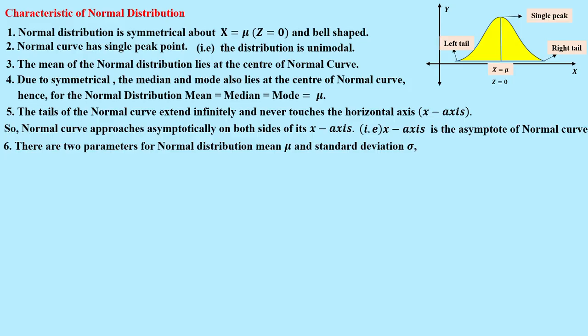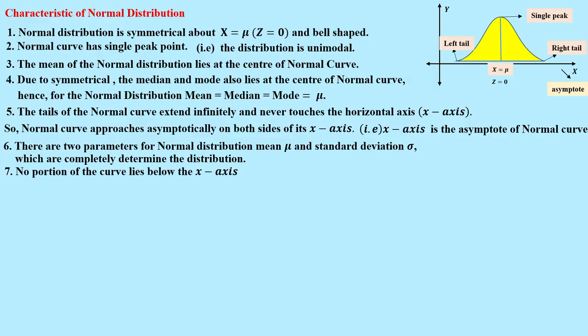So there are two parameters for normal distribution, mean mu and standard deviation sigma, right? Which completely determine the distribution. Both mu and sigma give the clear picture of the normal distribution. So no portion of the curve lies below the x-axis. So the normal curve is always above the x-axis. F of x or p of x, being a probability function, can never be negative.